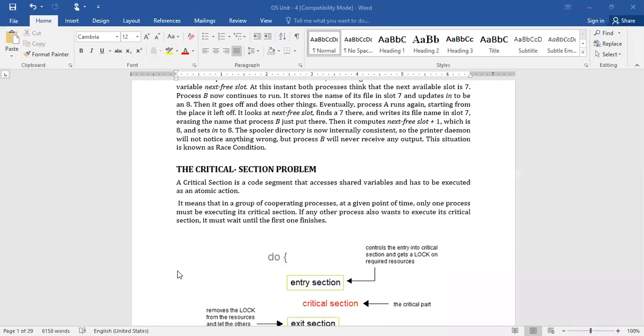అంటే ఇక్కడ a code segment, ఒక సెట్ ఆఫ్ ఇన్స్ట్రక్షన్స్ లేదా ఒక గ్లోబల్ వేరియబుల్స్ లేదా ఒక గ్లోబల్ ఫంక్షన్ like that, if you have any code segment which can be shared among the processes or the variables, and has to be executed as an atomic action. అంటే ఒకళ్ళు యాక్సెస్ చేస్తున్నప్పుడు మిగతా వాళ్ళు ఎవ్వరు కూడా దాన్ని యాక్సెస్ చేసే అవకాశం లేకుండా చెయ్యాలి. చేస్తేనే మనకి ప్రాబ్లమ్స్ తగ్గుతాయి.